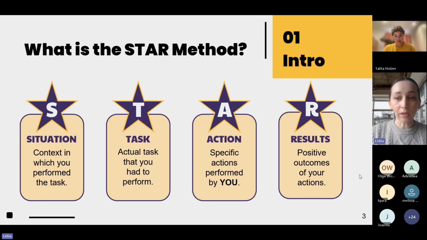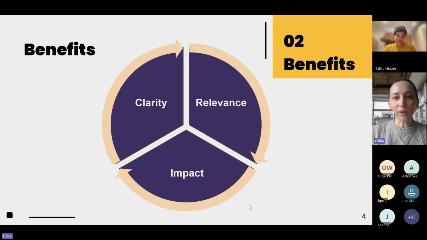Letter A, action, when you go into more specific details of the actions you took to address the task or challenge. This should be the tasks that you performed, not your team. So you should always say, I did this, and not we did that. Letter R, result. You need to share the outcomes or results of your actions, highlighting what you accomplished and learned. A lot of people forget about this step, so this is your opportunity to shine and stand out from the crowd.